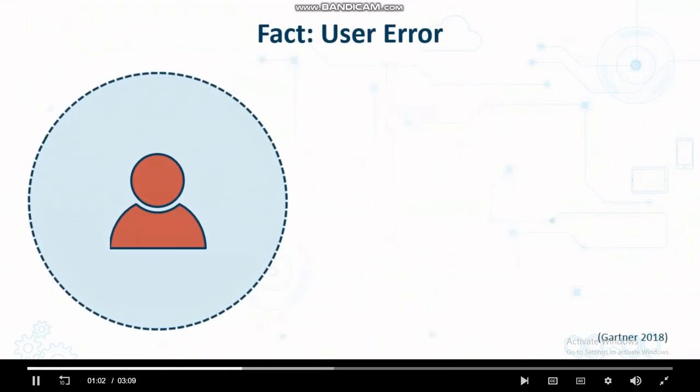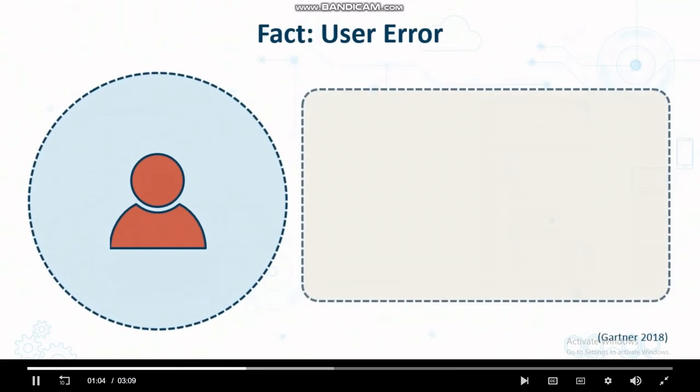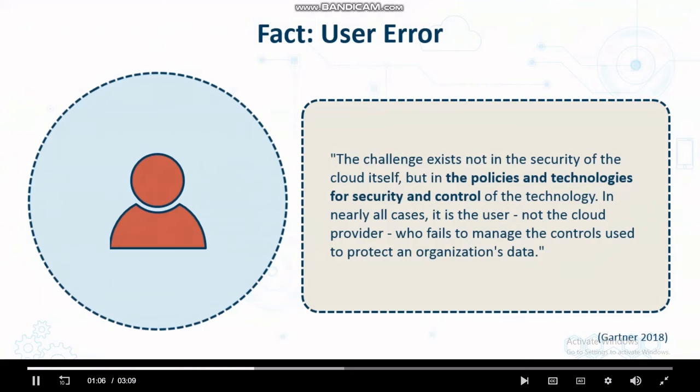According to Gartner's 2018 cloud research, the challenge exists not in the security of the cloud itself, but in the policies and technologies for security and control of the technology. In nearly all cases, it is the user, not the cloud provider, who fails to manage the controls used to protect an organization's data. And look, this is not new.